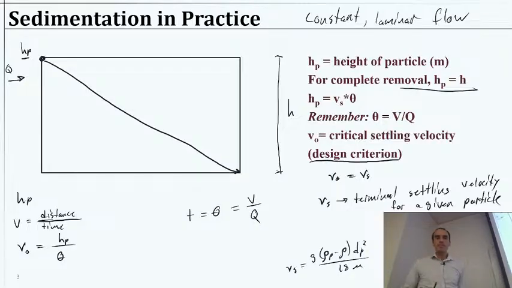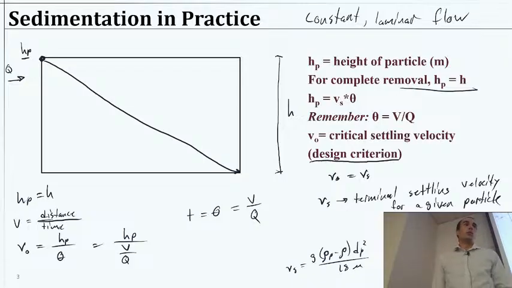and making sure that happens before it exits. So with this equation here, I'm going to elaborate and say, given that we have V over Q as our theta, we can say this is equal to the height of the particle divided by the volume of this basin divided by our flow rate. Now, one thing you might notice is since HP equals H, we could simply write H there. And then we have the height of the reactor. And we will do that because this is our design parameter.